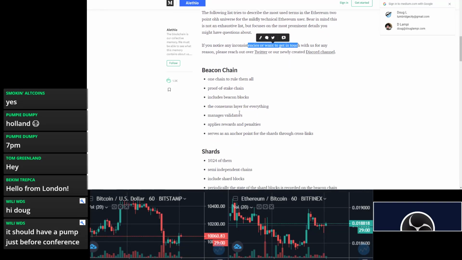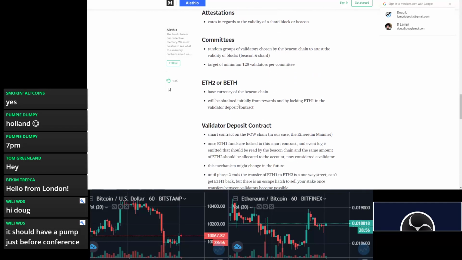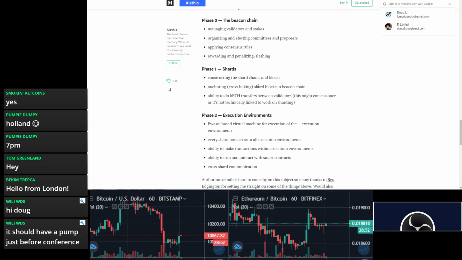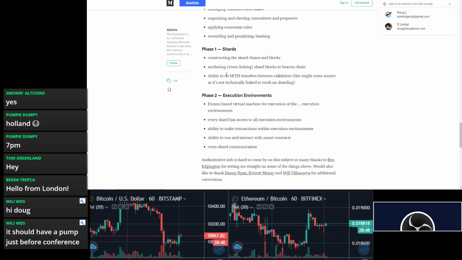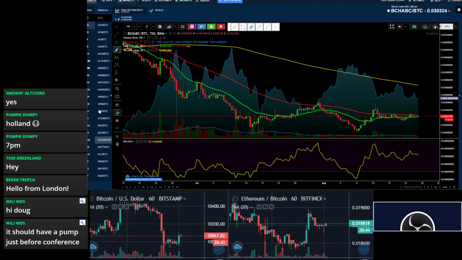Any inconsistencies? Okay, get in touch with shards, cross-linked slot, validators, good stuff. Phase 0, phase 1. Oh, they're going to be phasing it in. So we've got a long time to see all these things setting up. That's enough research for Ethereum, unless you've got something else you think I should be looking up.